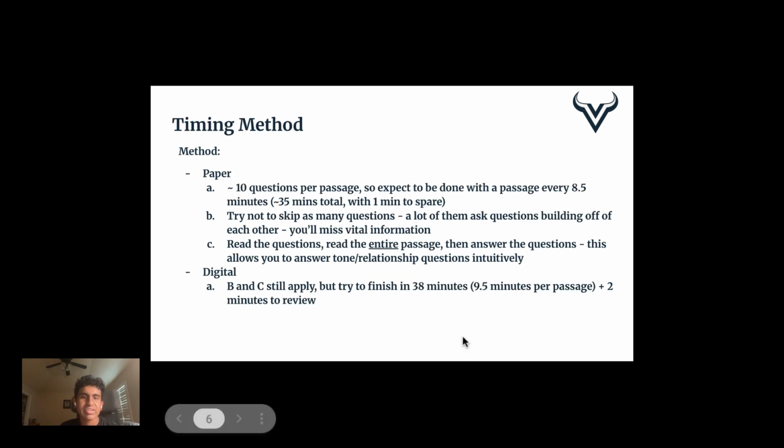So the timing method is pretty simple too. It's pretty straightforward. You have 10 questions per passage for paper. Expect to be done with a passage every 8.5 minutes, which gives you about a minute to spare. Not too much time, but that's the nature of the reading.